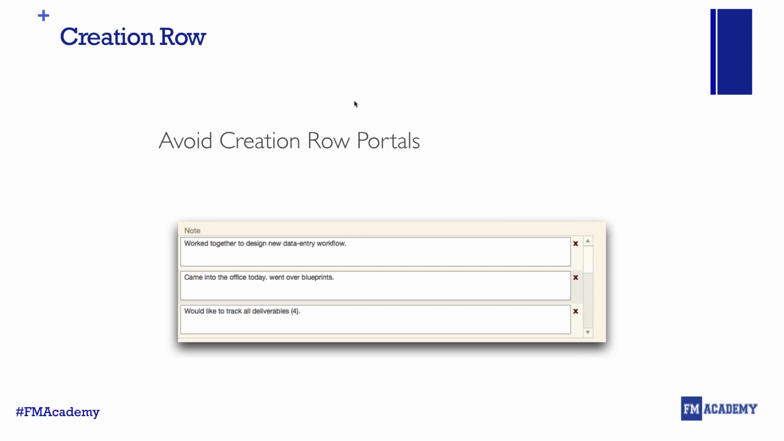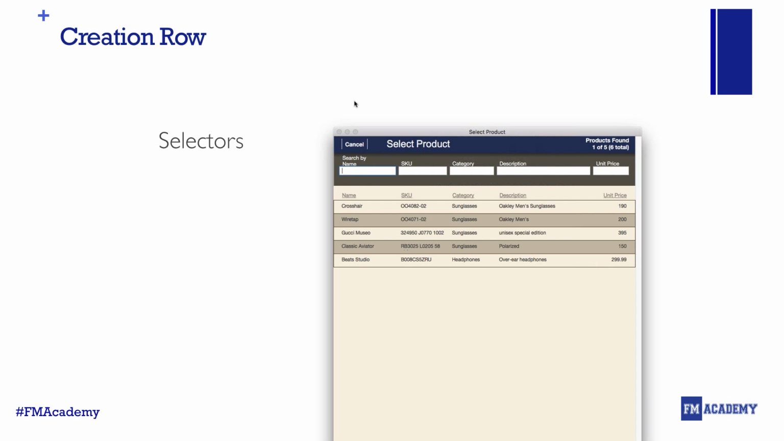My second tip for complex interface is typically you want to avoid using a creation row portal in FileMaker. Now, this may come as a surprise to a lot of people. There is a benefit to using the creation row for certain tasks. Namely, if you're doing fast data entry, like on an order screen, you're just trying to enter line items, the creation row can really be your friend.